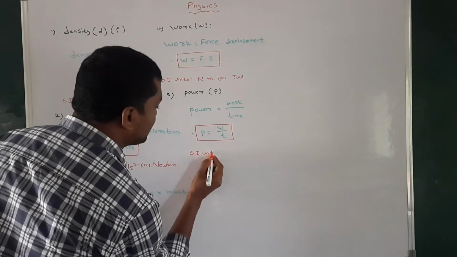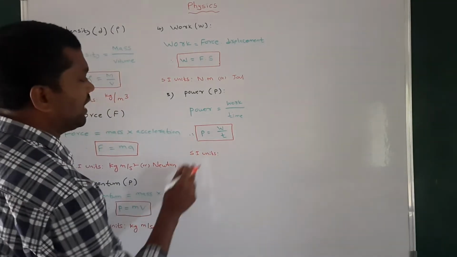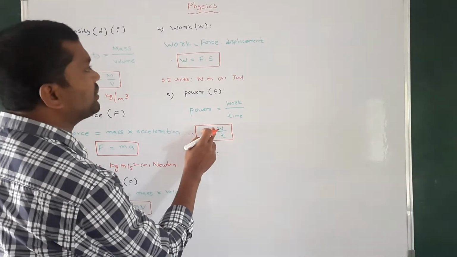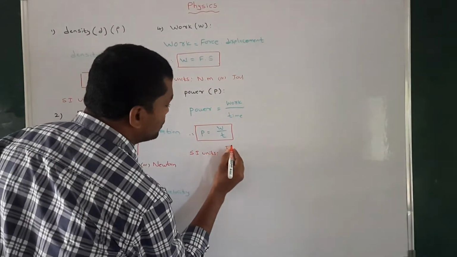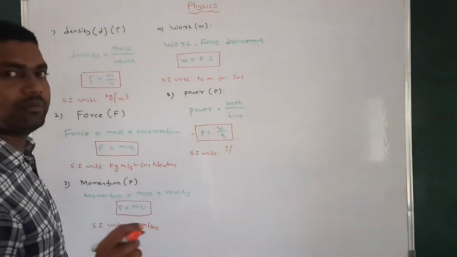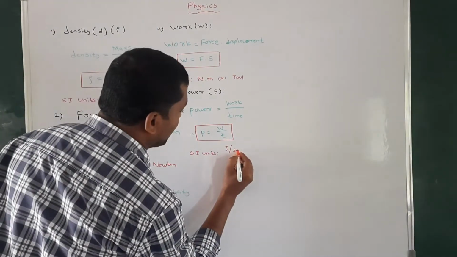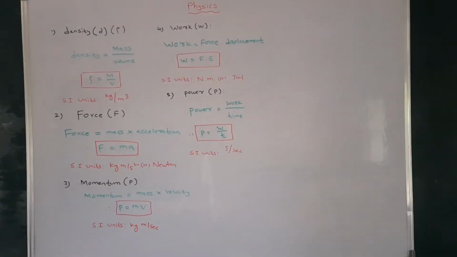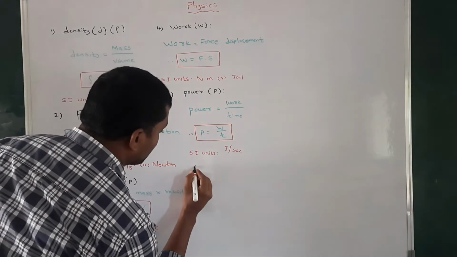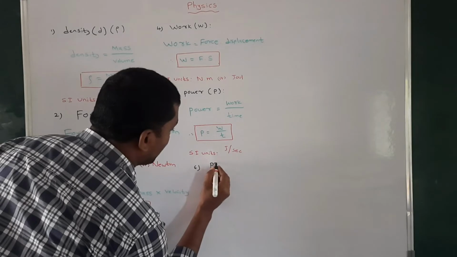Now we can write the SI unit of power. Work is measured in Newton meter or joule, simply joule. T means time, measured in second. So joule per second is the SI unit of power. Now next, we can take another physical quantity, the sixth one, pressure.